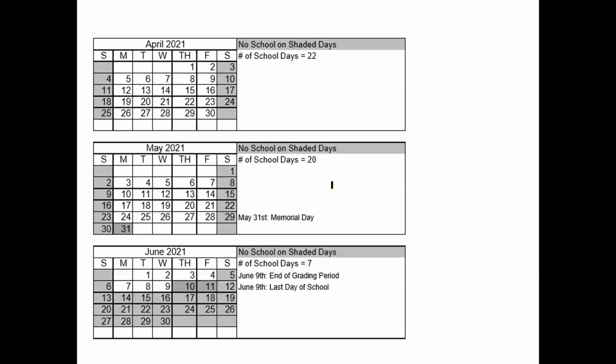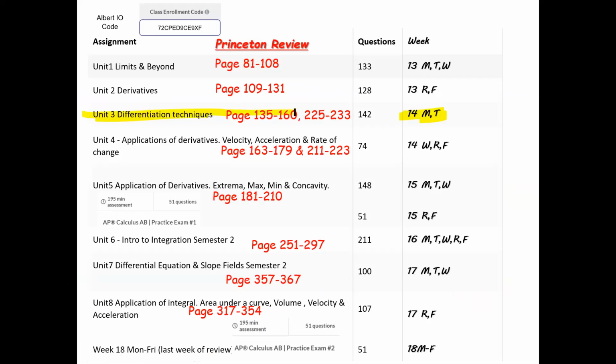Make sure you read the Princeton Review book, on pages 135, 160, and 225 to 233. Pick any 30 questions for Mondays and Tuesdays for unit 3, and then move on to unit 4 right here. And here are the pages for the Princeton Review.